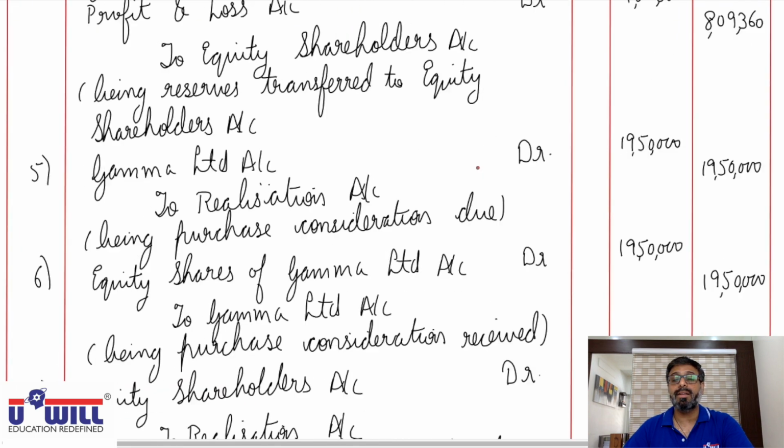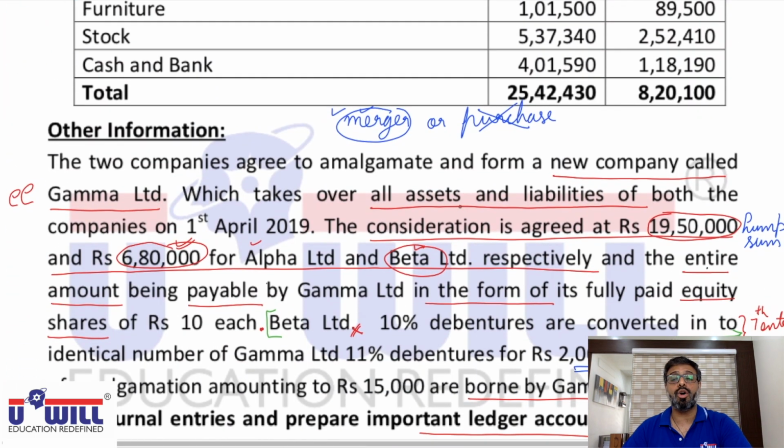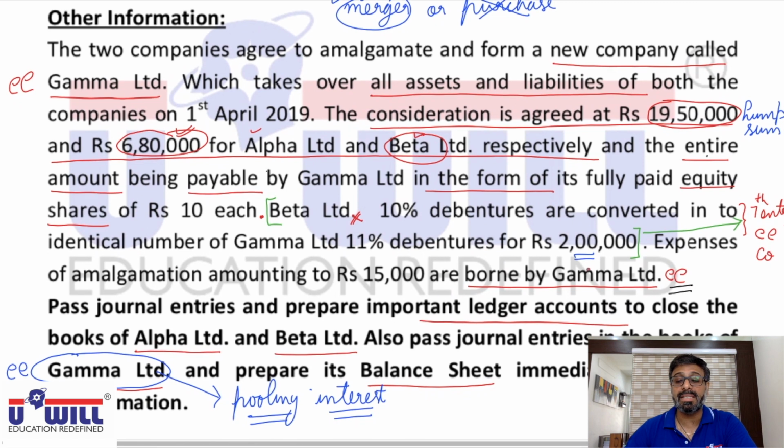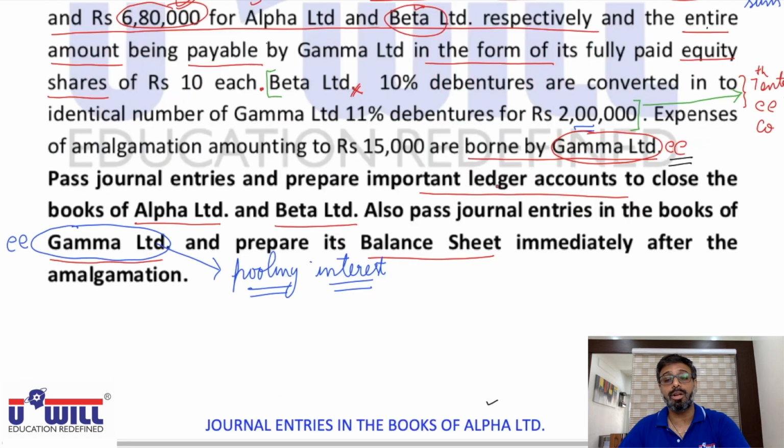Then after that, we don't have any sale of assets as all assets are taken over. We don't have any payment of liabilities as all liabilities are taken over. We don't have any payment of expenses because expenses are borne by Gamma Limited, so the entry will come in the books of the transferee company. And we don't have payment to preference shareholders as preference shares itself are not there.